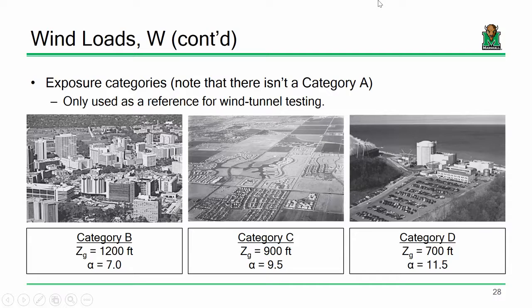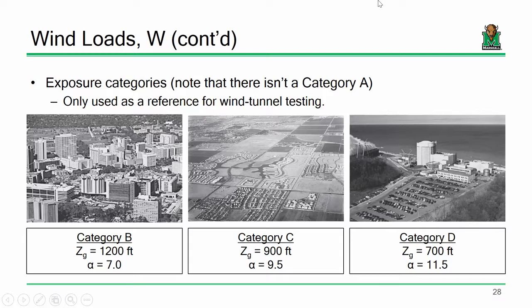So depending upon where you're at, you're going to be in either exposure category B, exposure category C, or D, which would be along coastal regions. There isn't an exposure category A. It's basically just used if you've got a really complex structure and you're using something like wind tunnel testing to determine the loads and whatnot. So that isn't a typo. Based on your exposure category, you have different gradient heights and exposure coefficients.